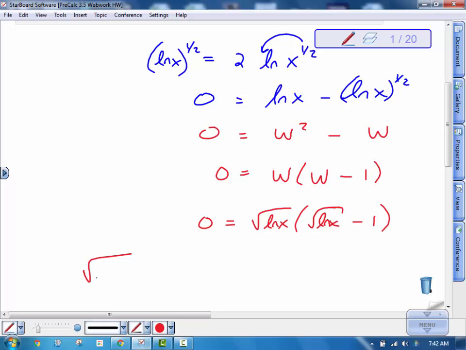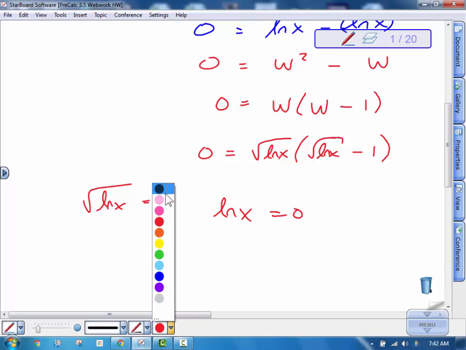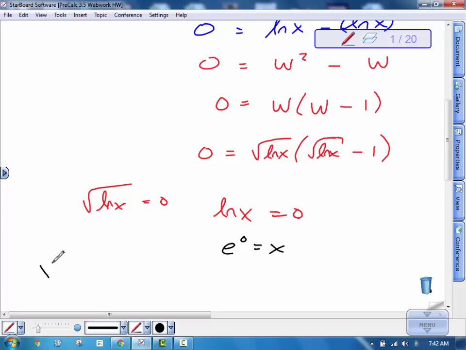Basically, when the square root of a natural log of x is 0, then this thing's 0. So I could square both sides and get that's where the natural log of x equals 0. And then from there, change to exponential form, so it'd be e to the 0th equals x. Well, e to the 0th is just 1. So the natural log of 1 gives you 0. So the answer I'm looking for is 1 for x. Is one of the answers.